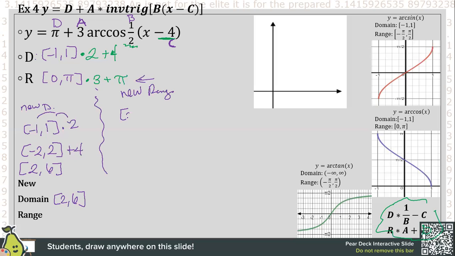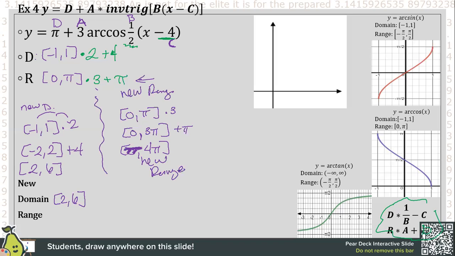So it's going to be 0 to pi, and I multiply by 3. So it's going to be 0, 3 pi, plus pi. So it's going to be pi, 4 pi. Sorry, 0 plus pi is pi. And then 3 pi plus pi is 4 pi. Okay, so this is the new range.